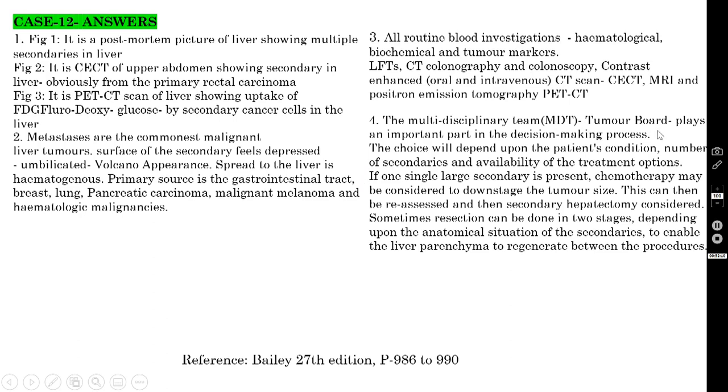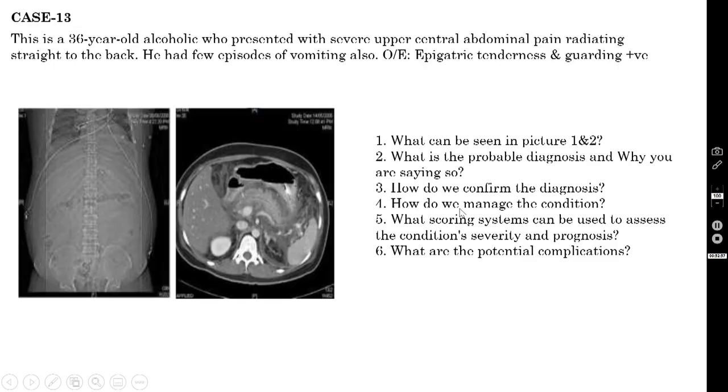The multidisciplinary team or the tumor board plays an important part in the decision-making process. The choice will depend upon the patient's condition, the number of secondaries, and availability of treatment options. If one single large secondary is present, chemotherapy may be considered to downstage the tumor size. This can then be reassessed and then secondary hepatectomy is considered. This is only if there is a solitary secondary. Sometimes resection can be done in 2 stages, depending upon the anatomical situation of the secondaries, to enable the liver parenchyma to regenerate between the operative procedures.